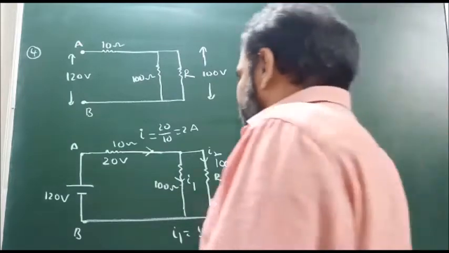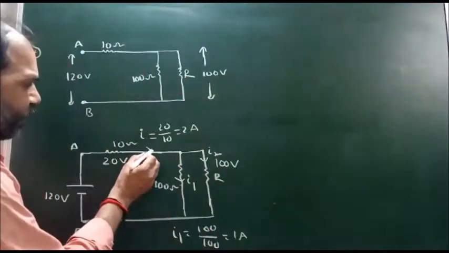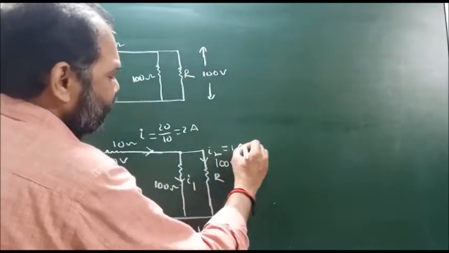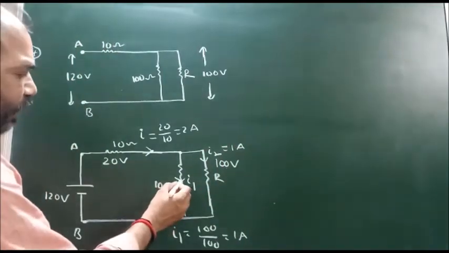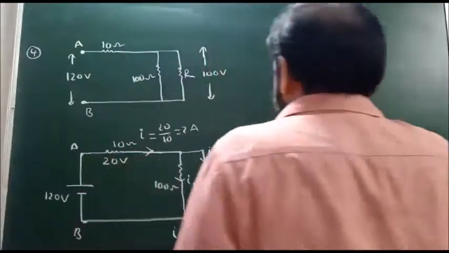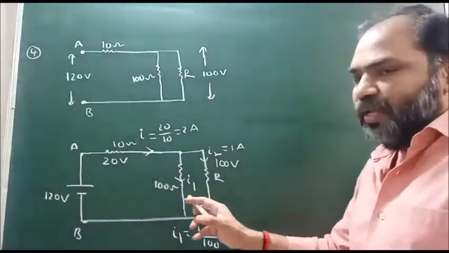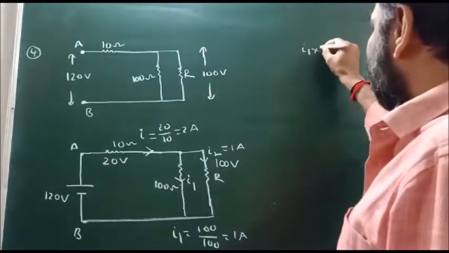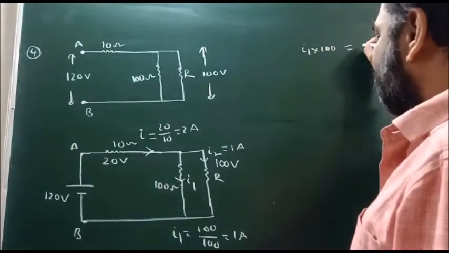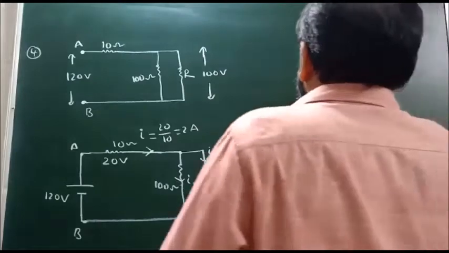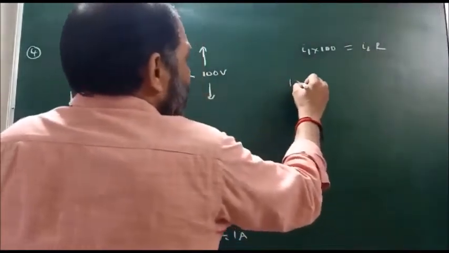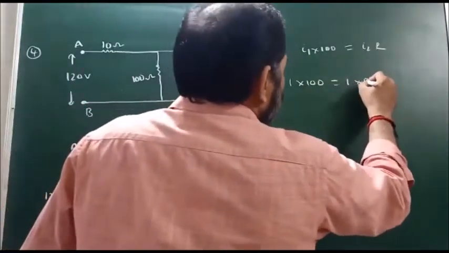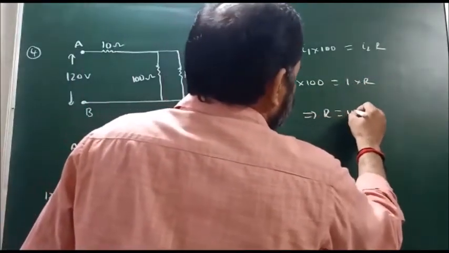Next, in the same pattern, given I is equal to 2 amperes and I1 is 1 ampere. That's why I2 also becomes 1 ampere. Given that 100 ohms and R are present in parallel combination, in a parallel combination both the resistors' potential difference is the same. That's why we can write I1 into 100 is equal to I2 into R. Here I1 is 1, so 1 into 100 is equal to I2, which is also 1, into R. From this we can write R is equal to 100 ohms.